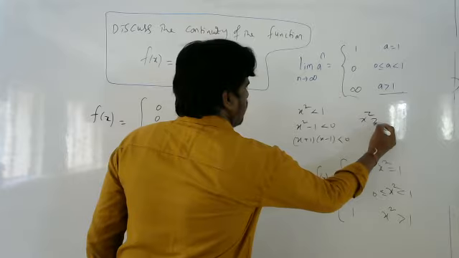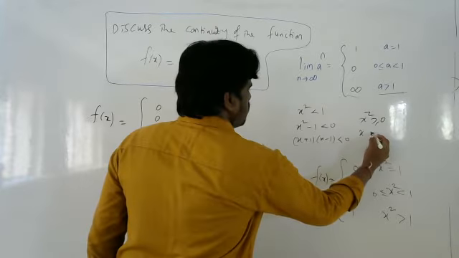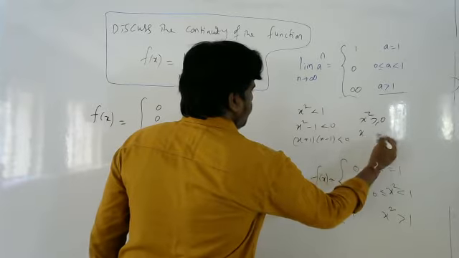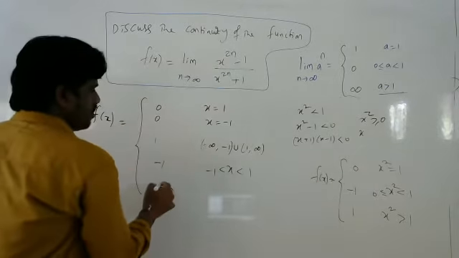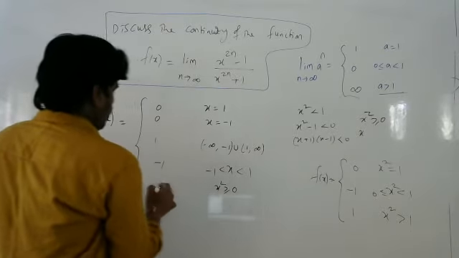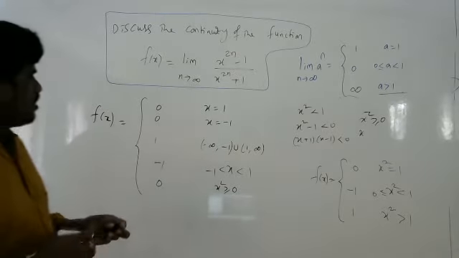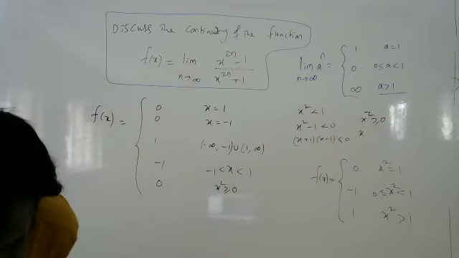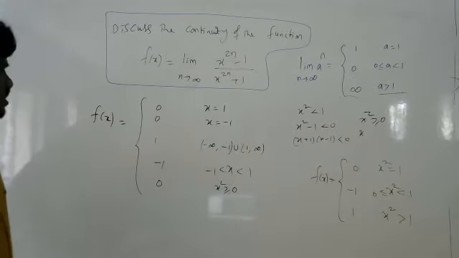Okay, x square greater than 0, so x from 0 to infinity. Here, for x square greater than 0, you are getting 0. Right, now you can check. Discontinuous at 1 and minus 1, correct. Discontinuous at 1 and minus 1, yes, that is the correct answer.